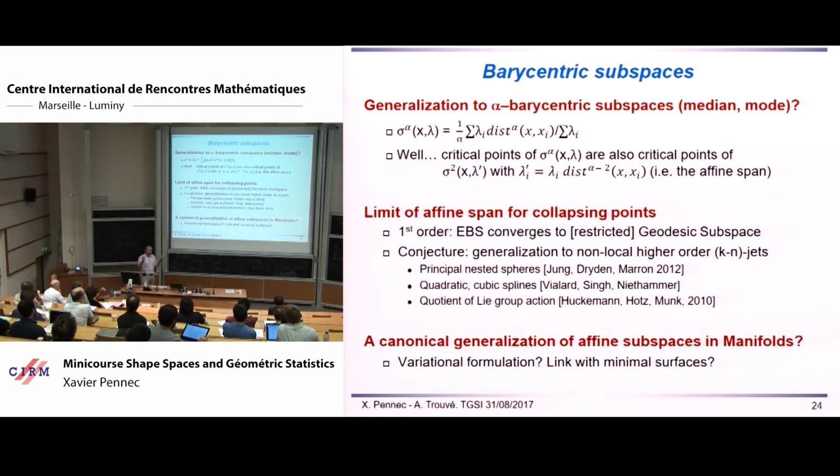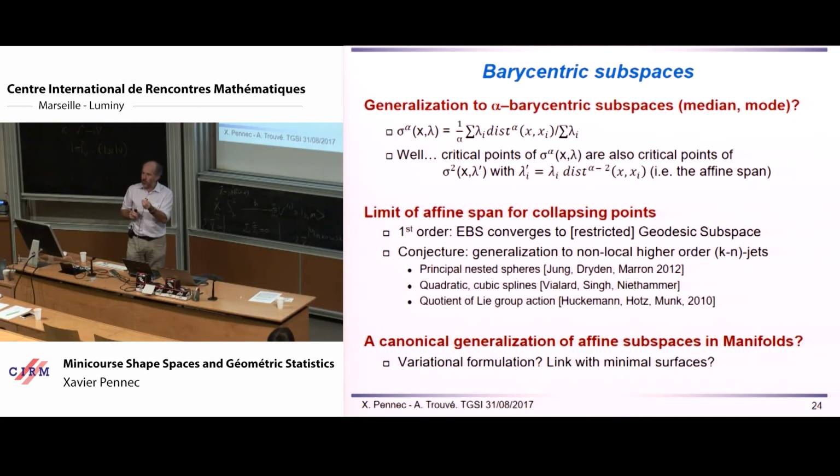Now the other thing which would be very interesting is what's happening when points are approaching one another. If we take 2 points and they are coalescing, then they will define a one-jet, a point with a tangent vector. If we take 3 points that converge to the same point with different tangent vectors, they will define a point and a subspace of the tangent space. So what we can show is that if all the points converge to the same point at the first order with different tangent vectors, we're converging towards the geodesic subspaces that were used before.